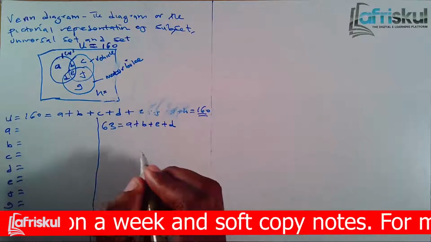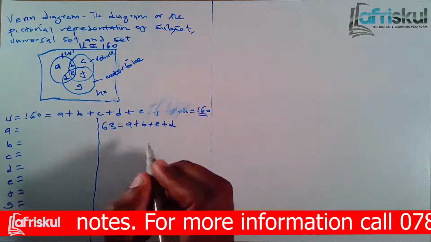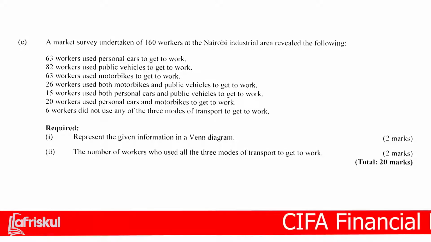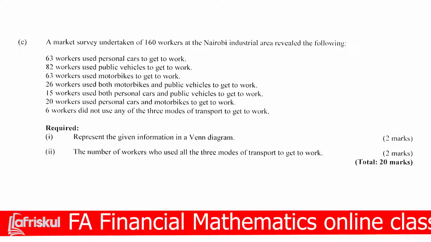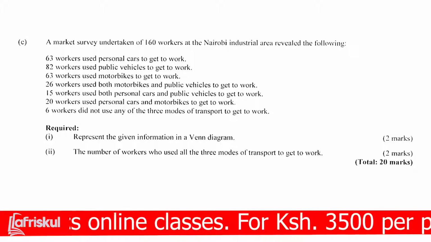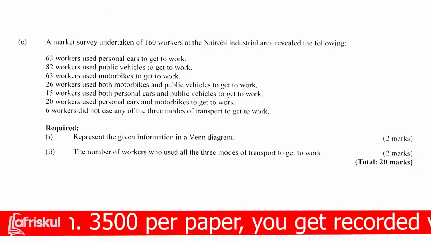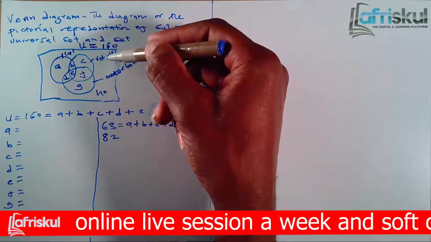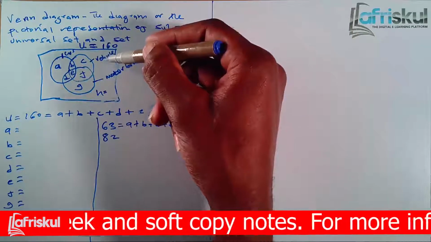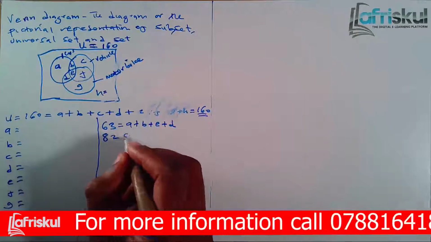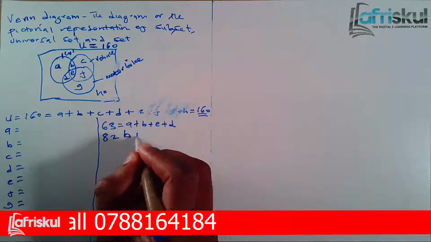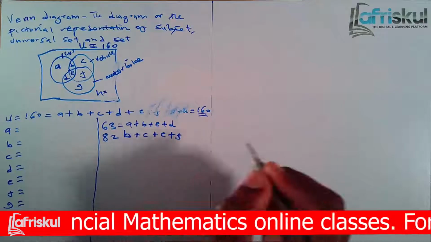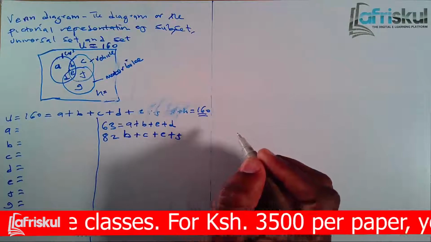Let's see what the marker is telling us in part B of the question. In the same part, 82 workers used public vehicle to get to work. In our Venn diagram, we realize that vehicles is in subset 2. Therefore, B plus C plus E plus F, all of them used public vehicle to get to work.